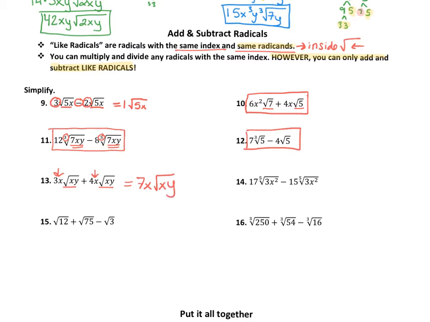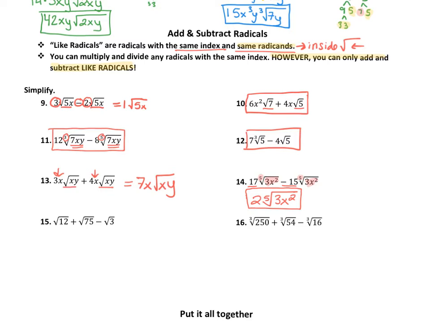14, I have a fifth index here and a fifth index here, and what's underneath is the same, so I'm good to go. So I'm going to do 17 minus 15, so that's 2, and then the fifth root of 3x squared. And this would be my final answer, because what's underneath the radical cannot be simplified anymore.